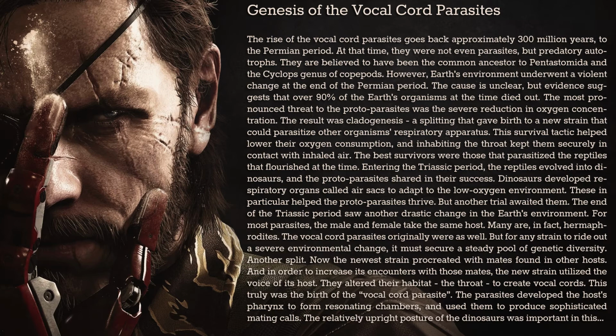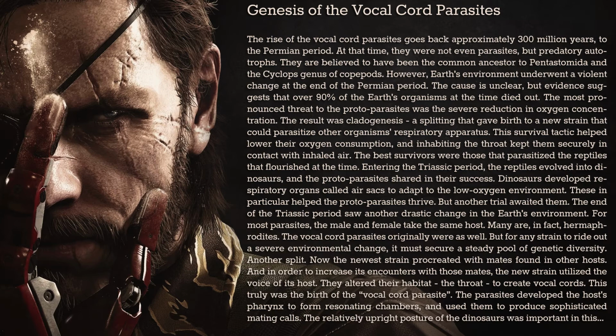However, Earth's environment underwent a violent change at the end of the Permian period. The cause is unclear, but evidence suggests that over 90% of the Earth's organisms at that time died out. The most pronounced threat to the proto-parasites was the severe reduction in oxygen concentration. The result was cladogenesis, a splitting that gave birth to a new strain that could parasitize other organisms' respiratory apparatus. This survival tactic helped lower their oxygen consumption, and inhabiting the throat kept them securely in contact with inhaled air.